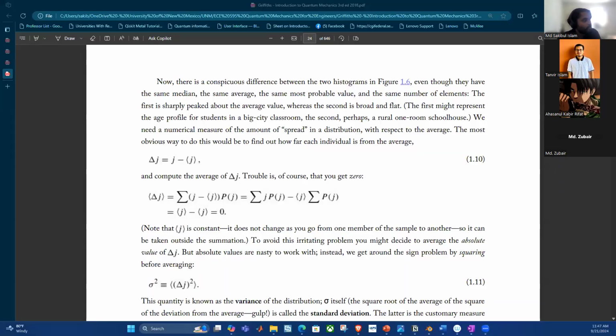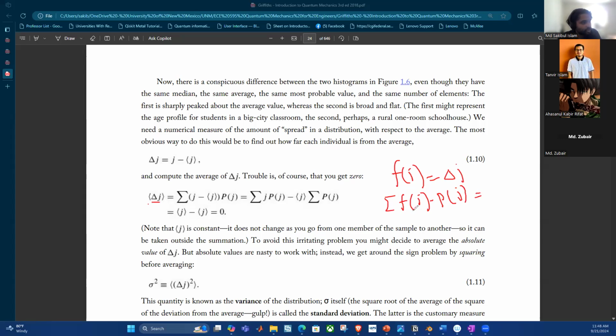Okay, I was looking for an annotation. So this is our function of j, that is delta j. If you want to do the average, that means the summation of the function of j multiplied by the probability of finding that value of the variable j.